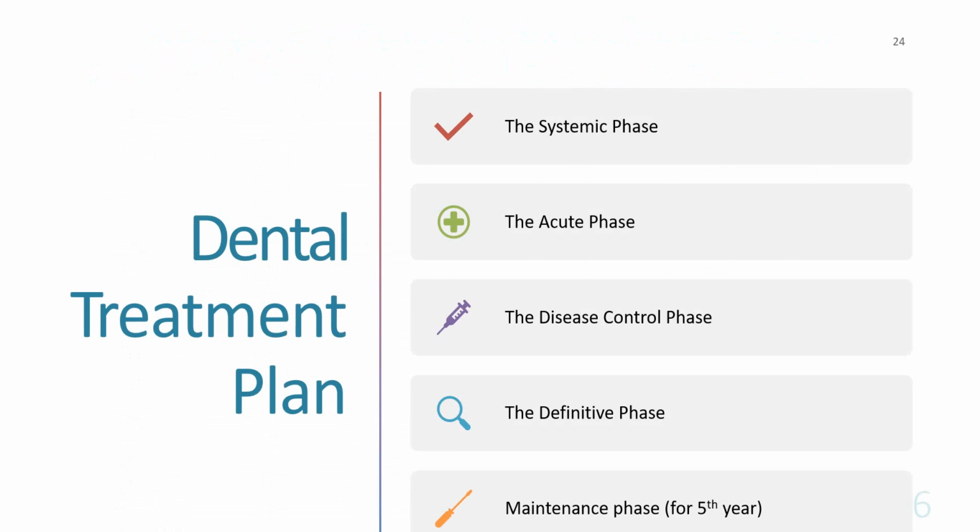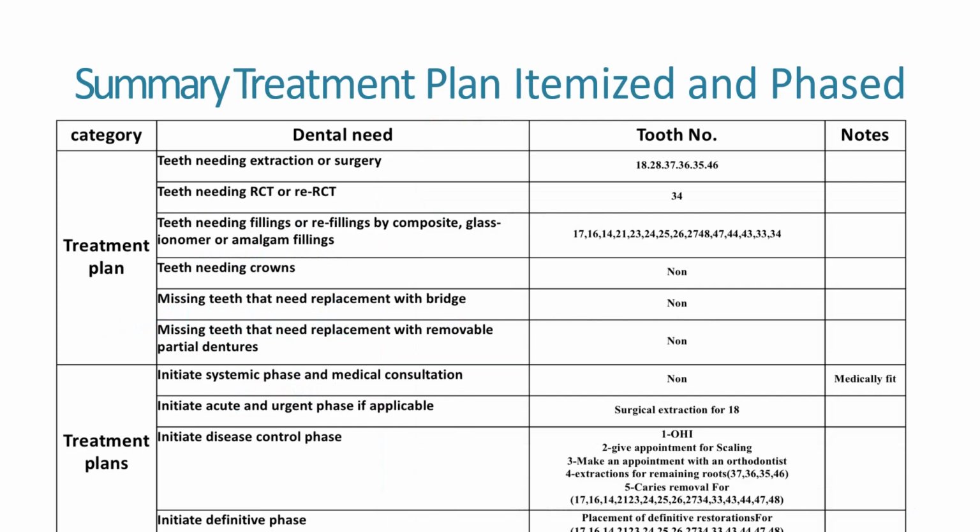Now the dental treatment plan falls actually into 5 phases: the systemic phase, acute disease control, definitive phase, and the 5th phase is the maintenance. And the 5th phase will be left to the 5th year students. Here, the treatment plan is itemized and phased.